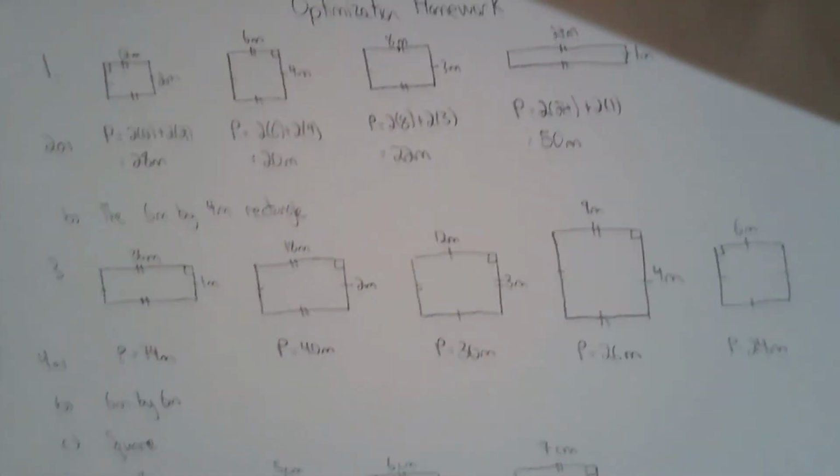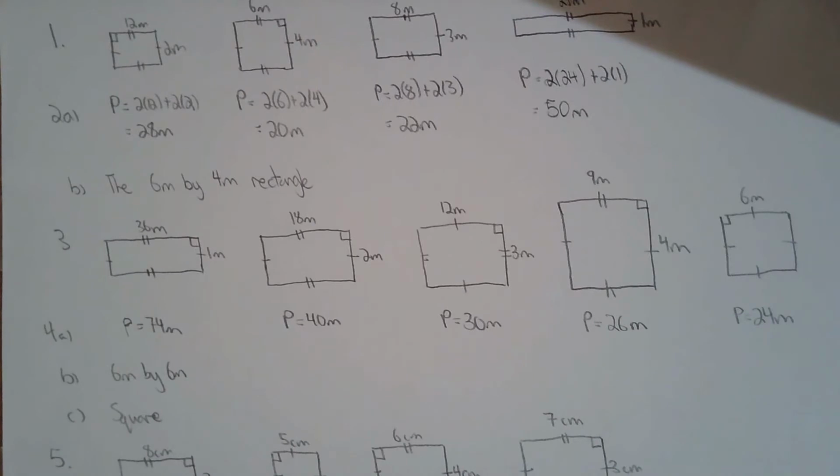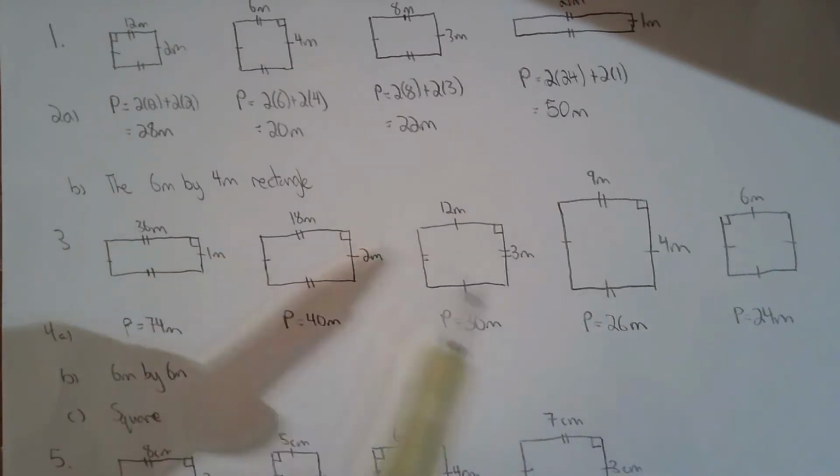So number 3, they're asking me to sketch all the rectangles that have side lengths with whole numbers and an area of 36. So basically, you need to know your factors of 36. How can you multiply to 36 using whole numbers? So 1 by 36, 2 by 18, 3 by 12, 4 by 9, 6 by 6, and those are your factors of 36.